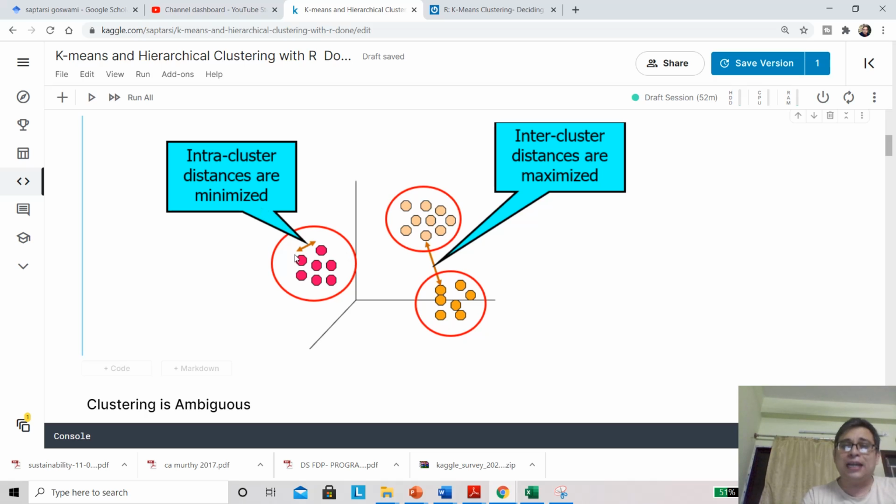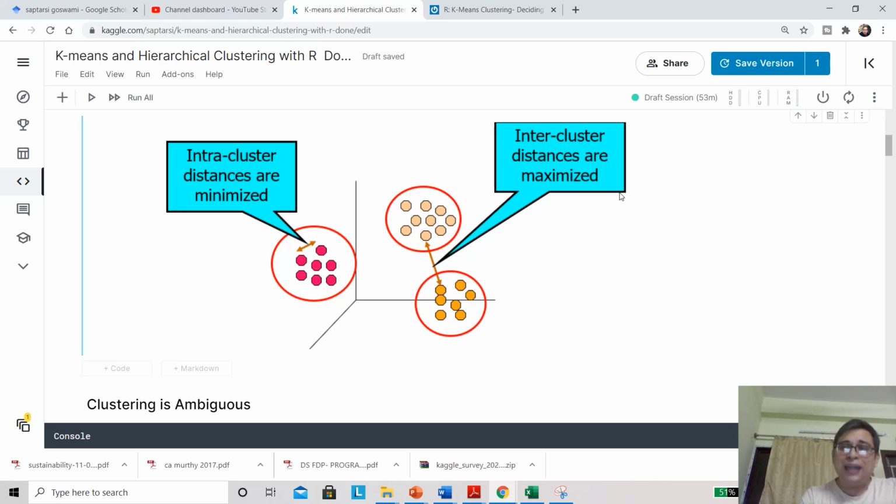Now, within the cluster, the observations should be very close to each other. So this you call intra-cluster distances, which should be minimized, right? And you want the clusters to be as far away from each other as possible. So that characteristic you call inter-cluster distances being maximized. This property of togetherness within a cluster is also called cohesion. And this property of the clusters being far away from each other is called separability.